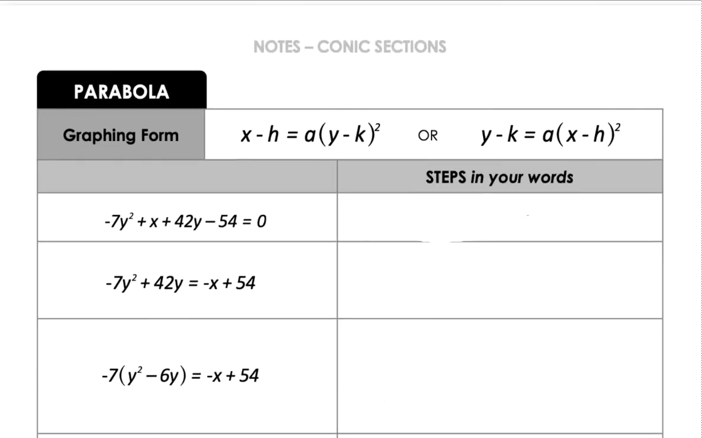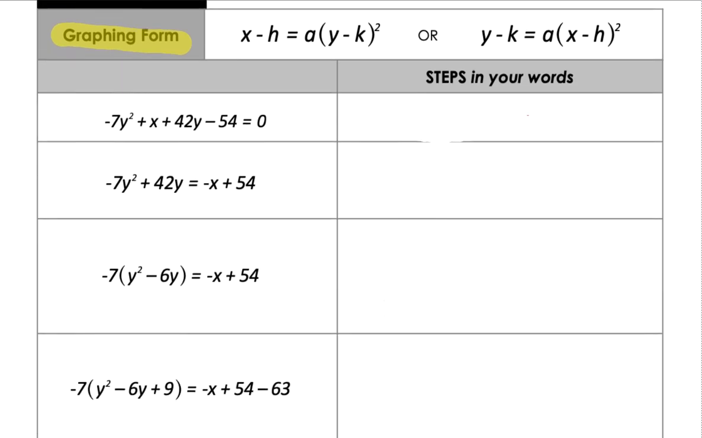So our final one is the parabola. So again, we have our graphing form up here that we are trying to get to. And we are taking our generic form and getting it into that graphing form. So we start with our regular equation. So our equation is in general form.